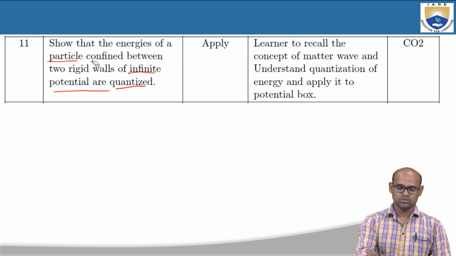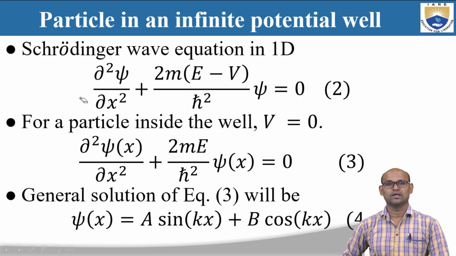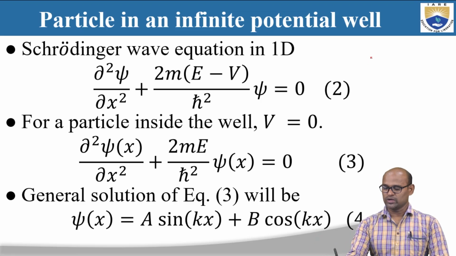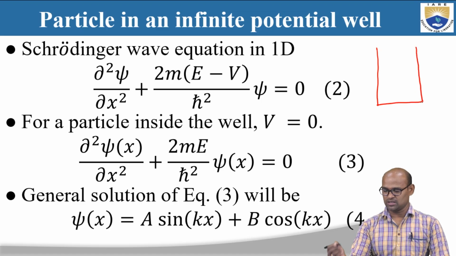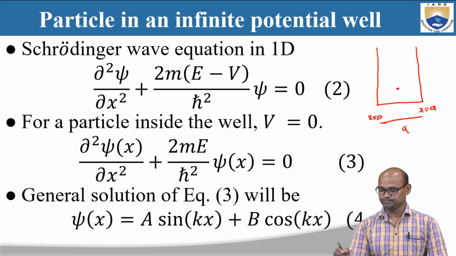Okay, so this kind of problem we have already solved earlier. So first we need to start with the Schrodinger wave equation. We can draw this particle in a one-dimensional box, right? So they have asked us to discuss the energies quantized. So this is a particle that is trapped in an infinite potential well of width x equal to 0 and x equal to a. So the length of the box is a.